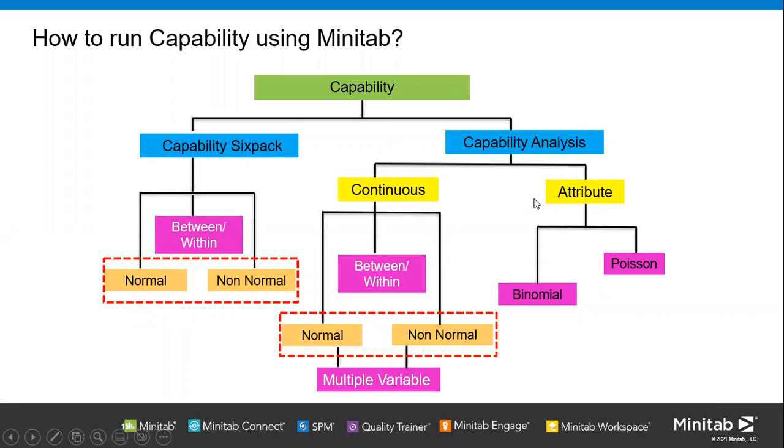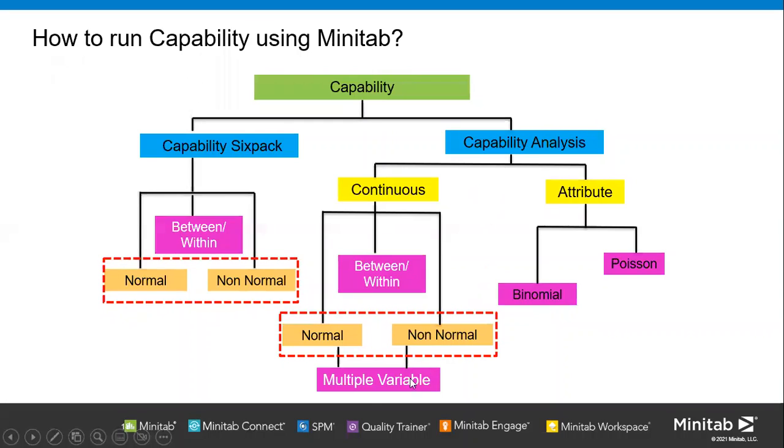Continuous and attribute here refer to your type of data. Continuous means numeric data, measurement data such as length or diameter, so you consider that continuous. But attribute is something like accept or reject, yes or no, okay or defective, defect or defective, and then you can go for the binomial or Poisson distribution. For the continuous one, also, we have normal, non-normal, and then between and within.